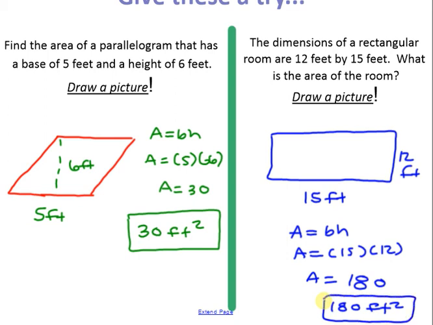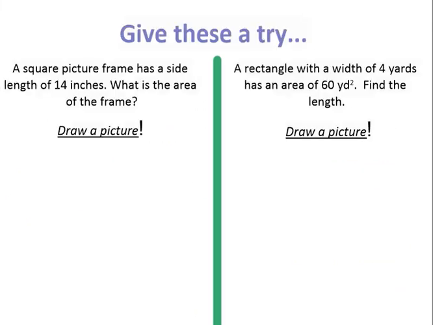All right, go ahead and hit pause if you're not done. So here are the answers to the first two. So the first one is 30 feet to the second power. The second one is 180 feet to the second power. All right, let's do the next two.